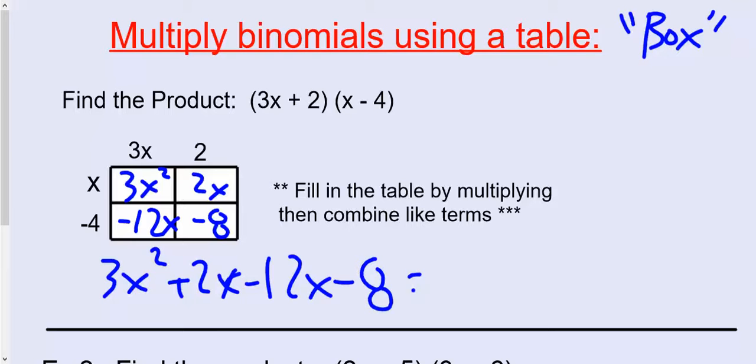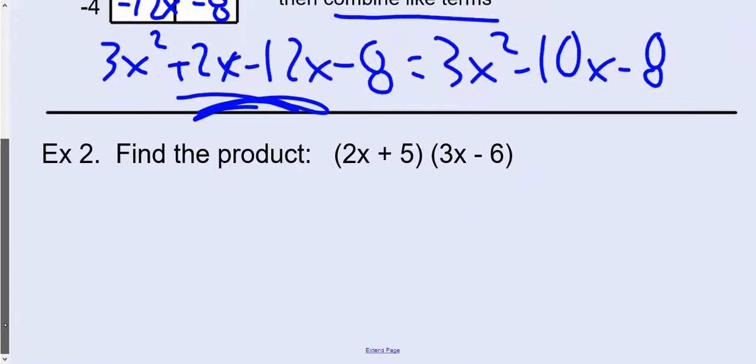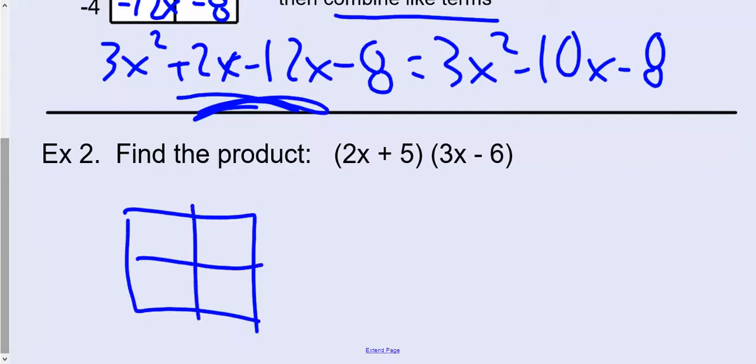And almost always, the middle two terms are going to combine as like terms. That's what I got right there, combine like terms. So we have 3x squared minus 10x minus 8. And that is your product of the two binomials. Okay, I'm going to do one more using the box here, and then I'm going to show you another method. And you can choose which method you like better.